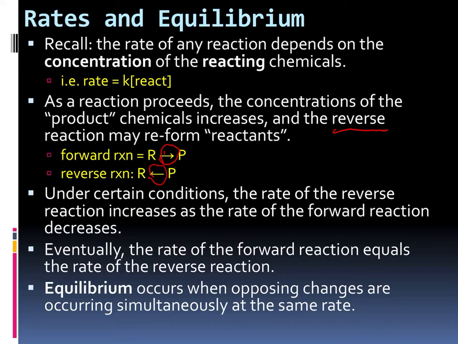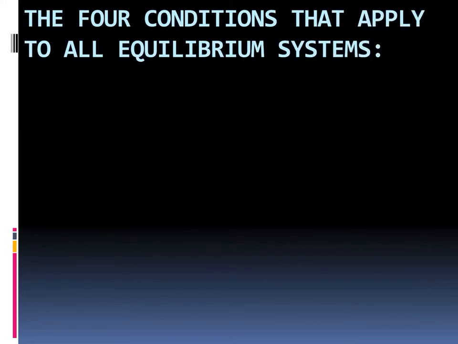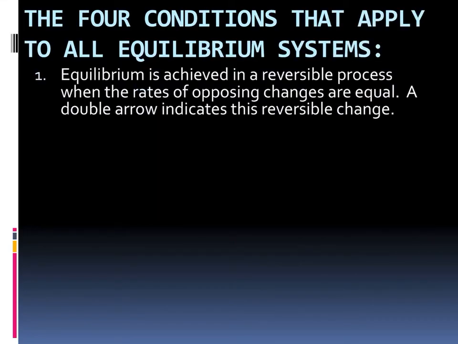So equilibrium, by definition in chemistry, is when opposing changes are occurring simultaneously at the same rate. Those of you that are biologists, we call this in grade 12 biology homeostasis. There are plenty of feedback loops in our body in order to keep our system around a constant level. Okay, so equilibrium is achieved when opposing changes are equal. What that means is the rate of the forward reaction is equal to the rate of the reverse reaction.